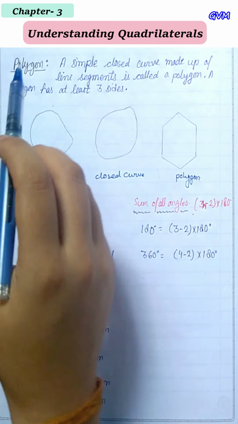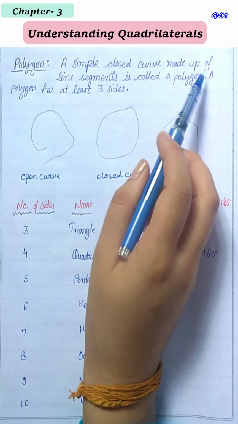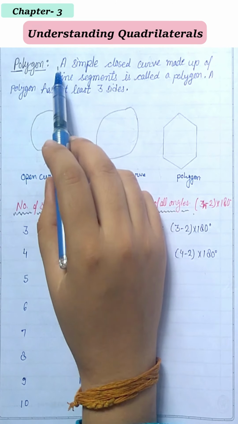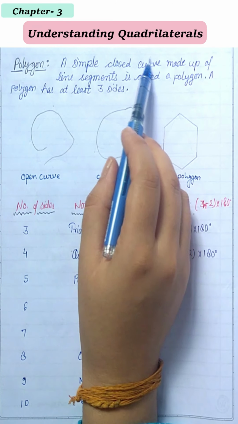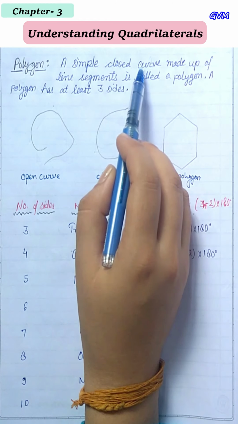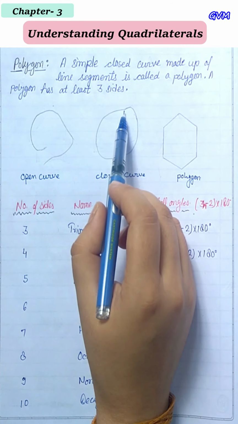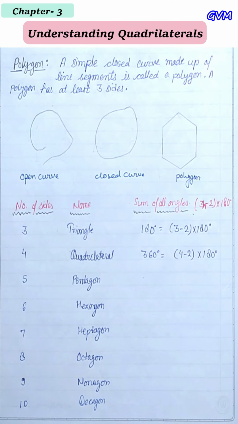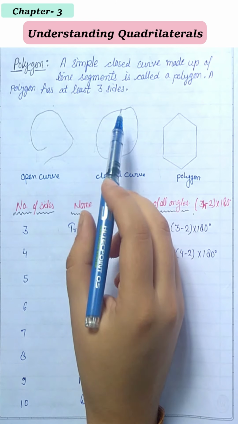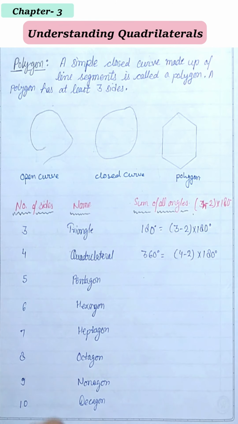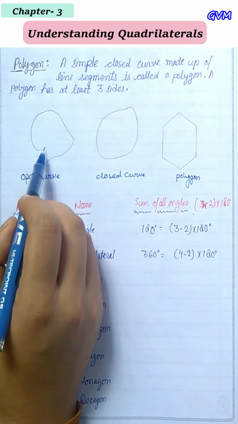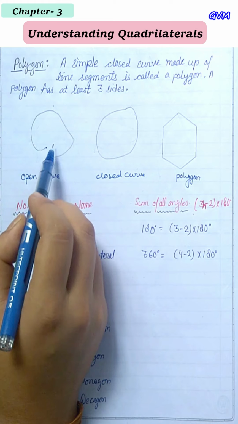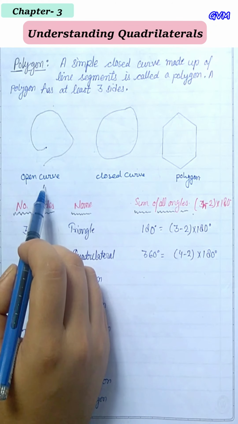So what is a polygon? A simple closed curve made up of line segments is called a polygon. A simple closed curve. First, let us know what a closed curve is. In a curve, the starting point and end point should be the same. There is no separate start point or end point, so that is called a closed curve. Like here it has a start point from here and an end point here, so it is not closed. It is an open curve.